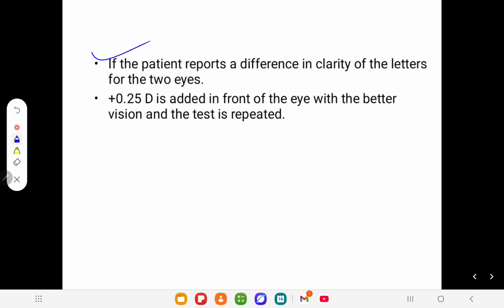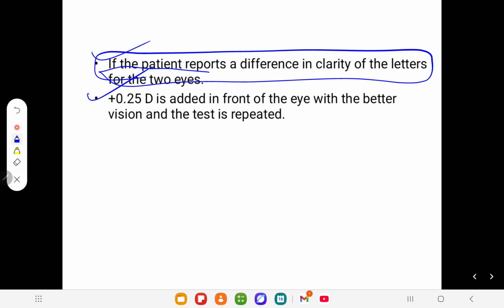If the patient reports different clarity on the letters for the two eyes, then what will we do? See, this is the condition. If the patient says there is a difference in clarity between the two eyes, we add 0.25 plus in front of the eye with the better vision, and the test is repeated. It's always important that we are not going for the worse vision eye. We are going for the better vision eye, and we add plus so that the vision of that eye is reduced slightly.